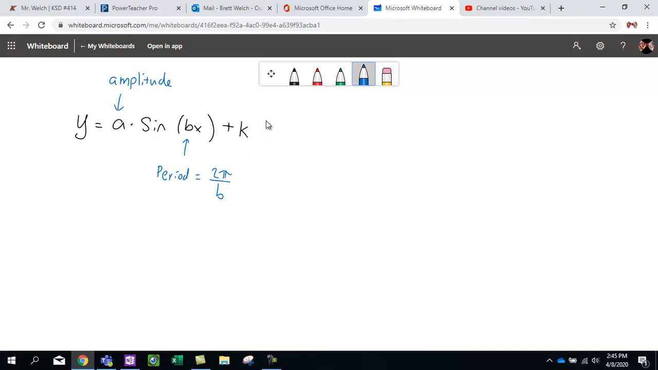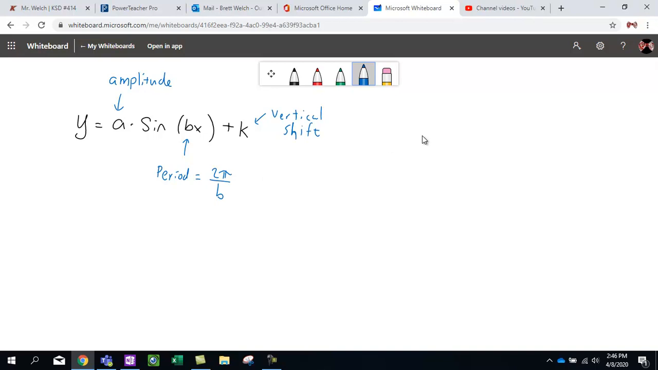And then this last thing that we have over here is a vertical shift. If you see a +5, that means the whole graph has been shifted up 5. If you see a -2, then it's all been shifted down 2. So I'm going to go through a couple of examples, and hopefully as we finish these examples, it'll be enough for you to be able to produce the graph.